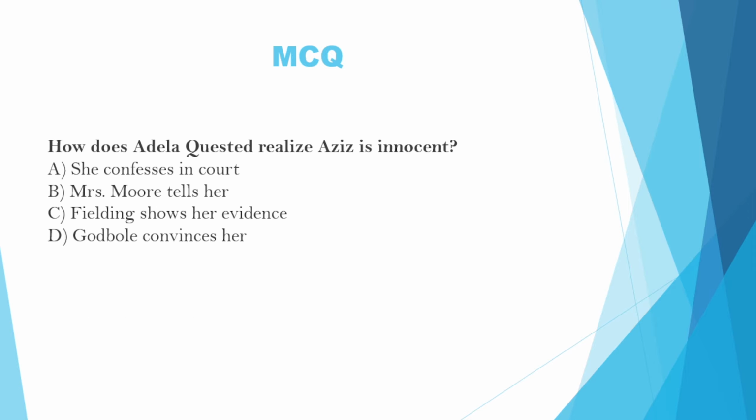Next question is, how does Adela Quested realize Aziz is innocent? Option A she confesses in court, option B Mrs. Moore tells her, option C Fielding shows her evidence, option D Godbole convinces her. The correct answer is A, she confesses in court.